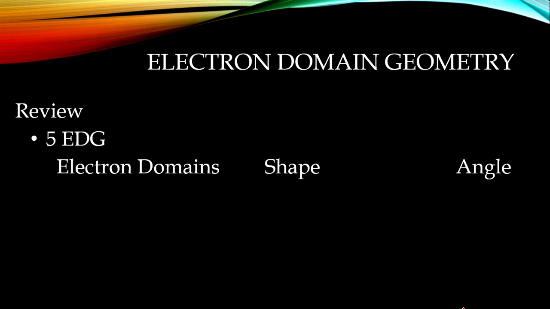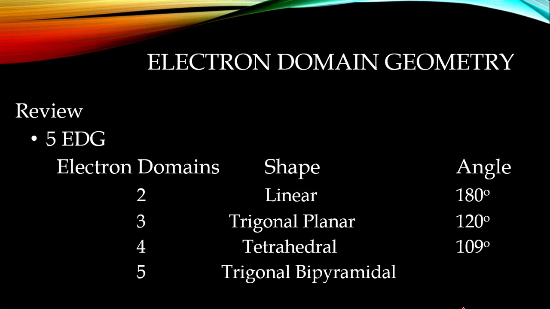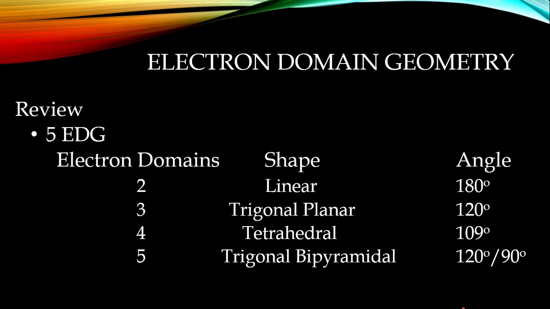So to look at it in table form, 2 electron domains is linear, and the domain angle is 180 degrees. 3 is trigonal planar at 120 degrees between domains. 4 is tetrahedral, 109 degrees between domains. 5 electron domains is trigonal bipyramidal, and that gets you 120 degrees and 90 degrees. And 6 electron domains is called octahedral, and that is 90 degrees between the domains.